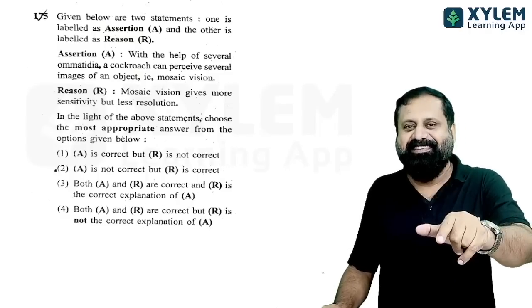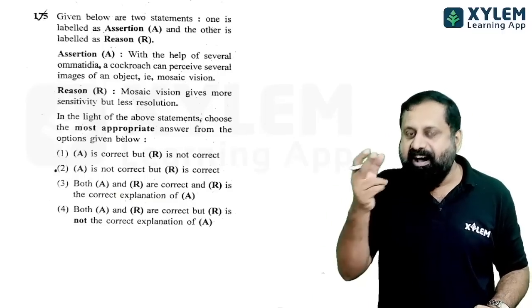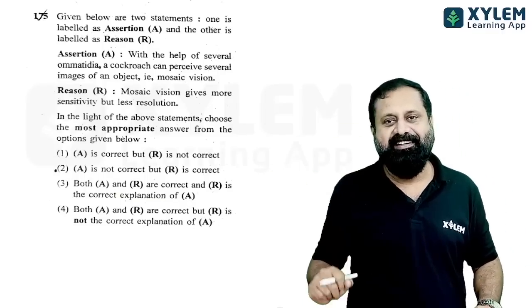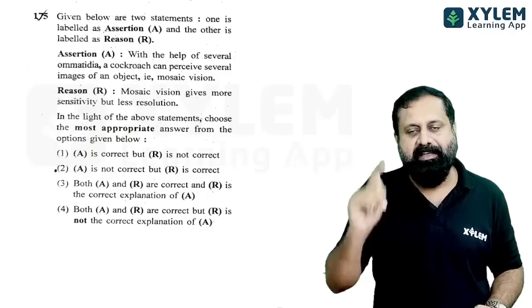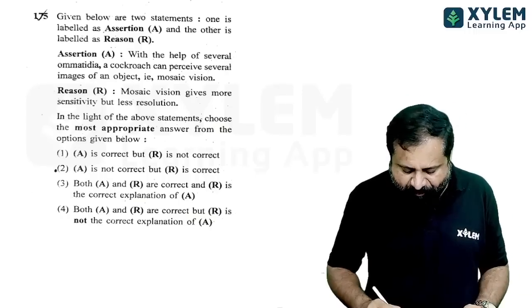Okay, A is explaining that cockroach has mosaic vision. R is explaining what mosaic vision is. They are independent statements and R is not the correct explanation of A. So 175, 4 is the right answer.